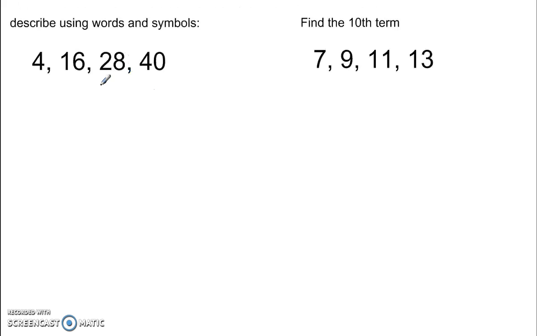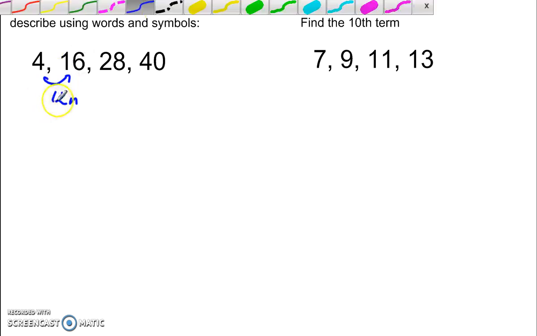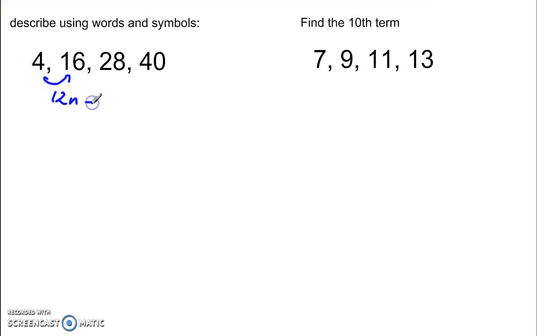We'll write down another example for this, all right? Describe it using words and symbols. Let's use the symbols first. The common difference here, from 4 to 16, we're adding 12, right? So that's 12n. And then what do I have to do to 12 to get to 4? Well, I have to subtract 8. So a of n is equal to 12n minus 8. So if I had to describe this using words, I'd say the term is 12 times the term number minus 8, or is 8 less than 12 times the term number.